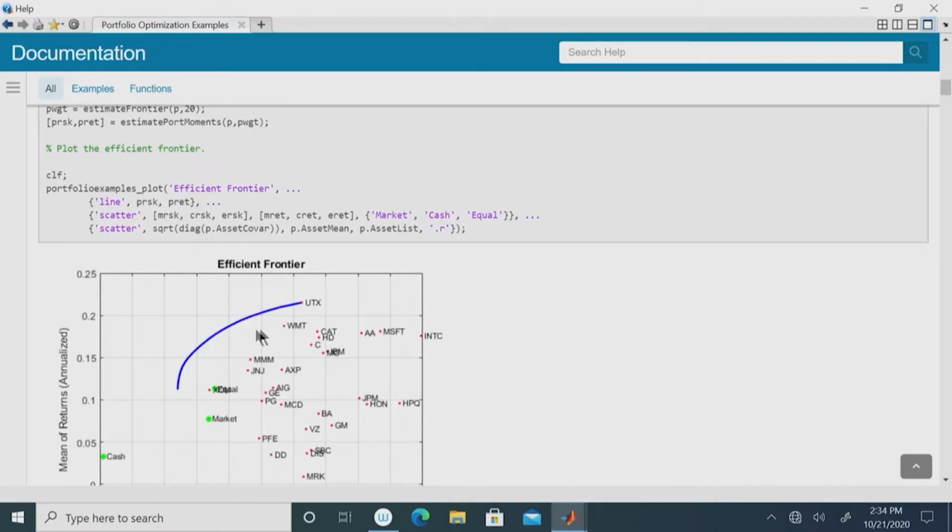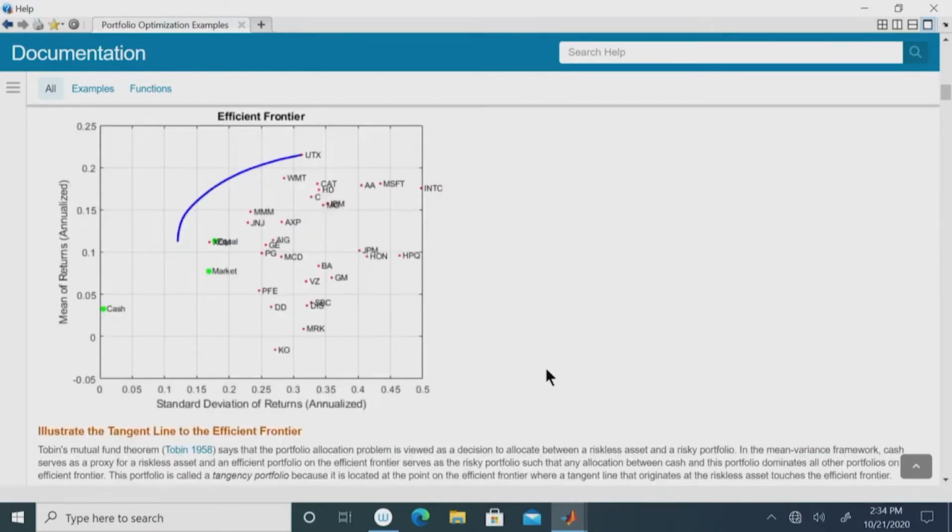The efficient frontier looks pretty much the same as the diagram you got earlier, the scatter plot, but on top of that. In this case you observe the scatter plot of the market, cash and the equal-weighted portfolio, as well as the individual assets, but on top of this we have this blue curve, which is going to be the efficient frontier of this database of individual assets of all the blue chip stock companies.